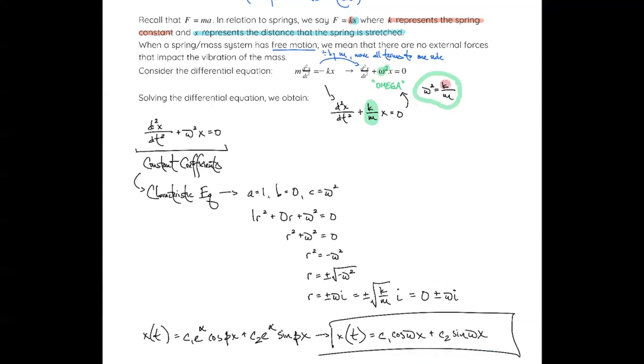This is sort of a big picture overview, but let's see what it looks like in the context of an actual problem.